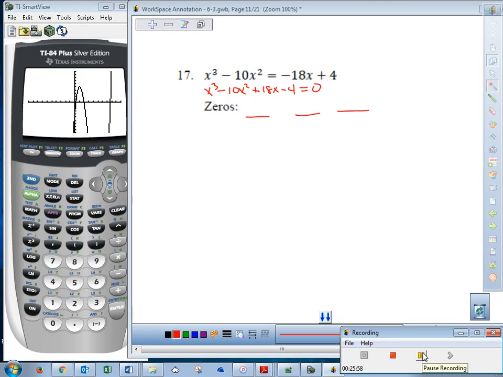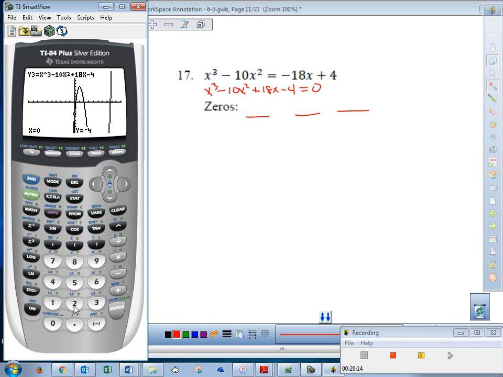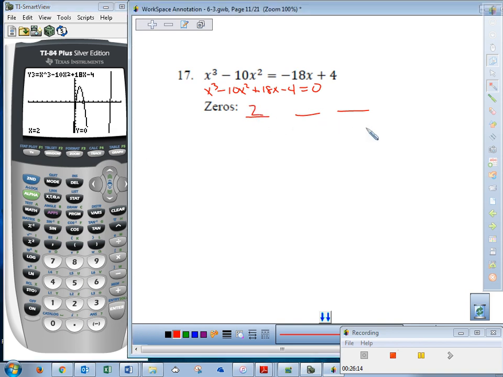Got him equal to 0. Should be 3 roots due to the fact that it's cubic. Got him graphed. Looks like at 2, I definitely have a rational root. So I will trace 2 to double check. Yes, he's a rational root. I've got 2 left over.